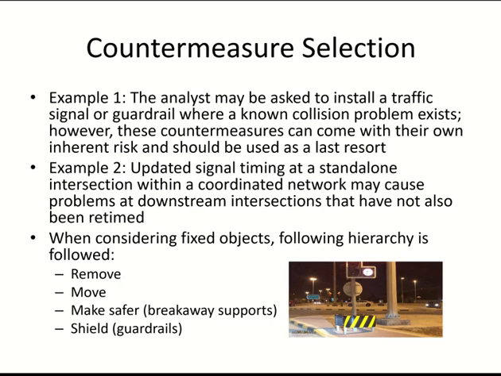So the last point was that once you have selected the countermeasure, you have to be careful that this countermeasure may start some other issues on the site, which are not there right now. So there are two examples. For example, the analyst may be asked to install a traffic signal or a guardrail, because they found there is a problem on the site, and if you do one of these things, it will solve the problem. If you install a new signal or you put a guardrail, then it will solve the problem according to their opinion. These solutions are coming from judgment and experience. There is no equation that I will put in, and the equation will give me the solution.